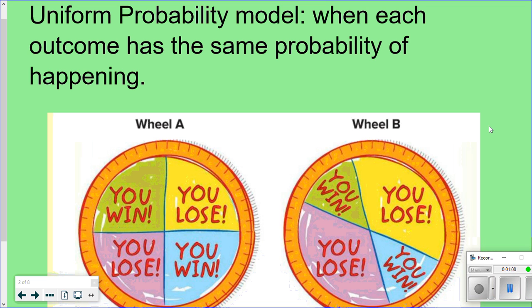Honestly, this is probably how a lot of things are set up, like to gamble. Probably more you lose, like a little sliver of you win. But if you were going to play a game, you would want this one because that has the highest chances of you winning. Uniform probability means that everything in there has the same chance of being spun.